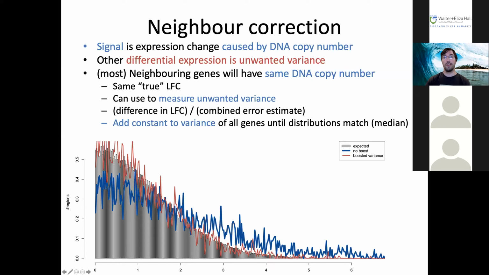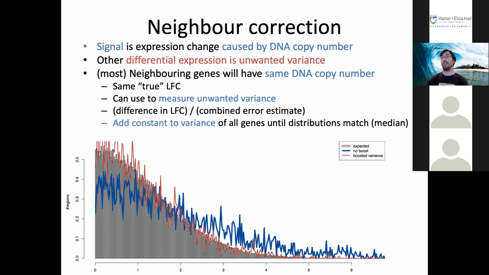So we see that the blue line here is quite a lot wider. There are a lot of neighbors that are many error bars apart. That is not expected by the simulation. So what we do to correct for this, because this is a sign that we're underestimating variance, is add a constant to the variance of every gene. And when we do that, this blue curve will shift in towards the left, right? And we continue adding variance until the median of this distribution is matching the median of the expected distribution.